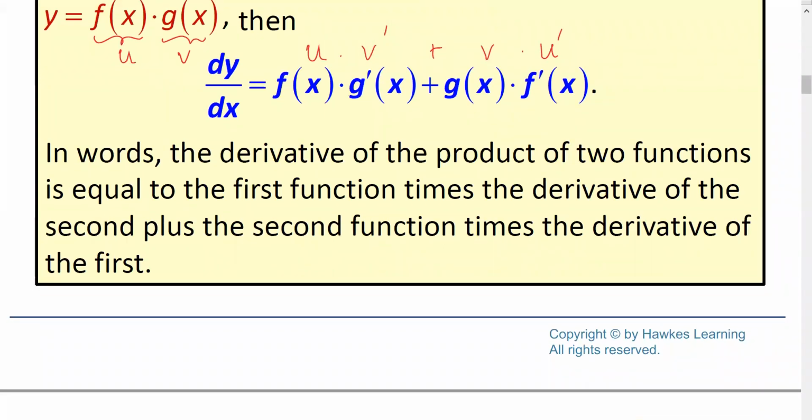Or we can say the derivative of the product of two functions is equal to the first function times the derivative of the second plus the second function times the derivative of the first function.